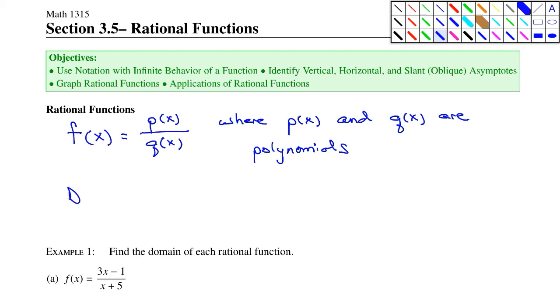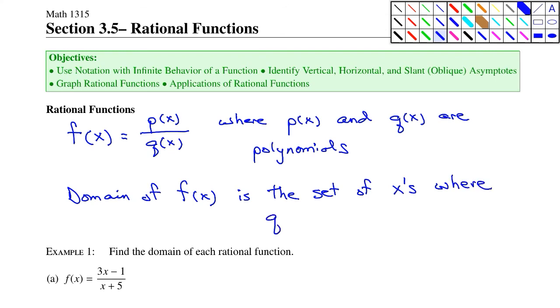Now the domain of a rational function, let's say domain of f of x, the rational function, is the set of x's where q of x is not equal to 0. And remember that q of x is going to stand for the denominator of this rational function. So any place where the denominator is not 0, then that is a number that's in the domain of the rational function. That's nothing new than anything that we've already done before. You have a fraction, set the denominator equal to 0, and exclude those x values where it is equal to 0.